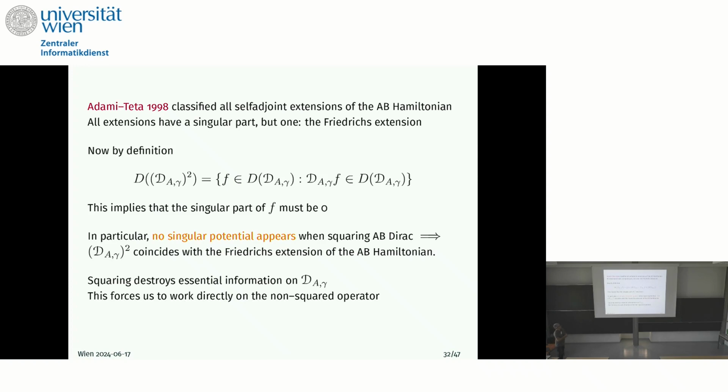By the way, this is confirmed by the full set of self-adjoint extensions of the Schrödinger operator, which were studied by Damien Tate in '98. We do not get singular extensions when you take the square. We only get a Friedrichs extension. So basically, this forces us to work with the full system. We cannot take the square to study the dispersive properties of Dirac.